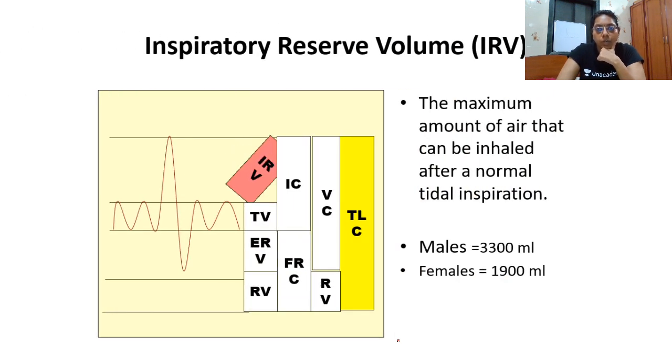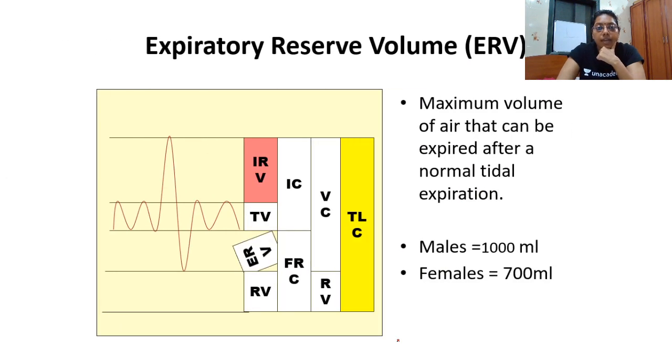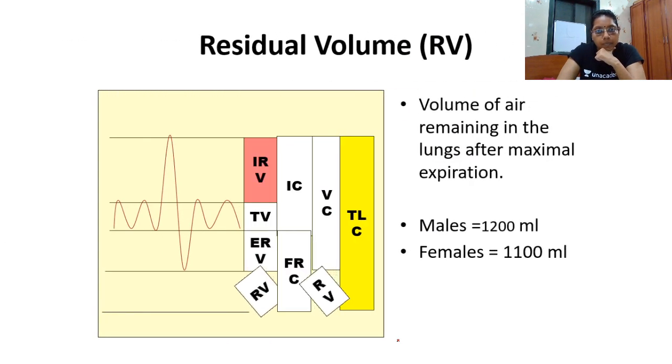Inspiratory reserve volume is the maximum volume of the air that can be inhaled after normal tidal inspiration. Again, in males and females, the value can range from 1900 ml to 3300 ml. Expiratory reserve volume is the maximum volume of the air that can be expired after a normal tidal expiration. The values may range from 700 ml to 1100 ml in females and males respectively. Residual volume is the volume of the air that remains in the lung after maximum expiration. The value ranges from 1000 to 1200 ml in males and females.